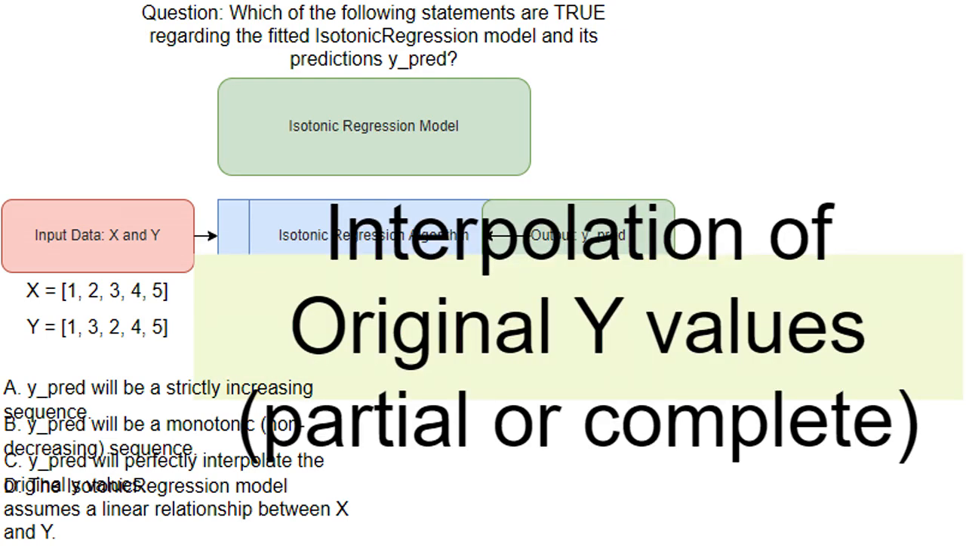The model will try to pass through as many of the original y values as it can while still maintaining the monotonic non-decreasing property. It won't necessarily perfectly match all original values.